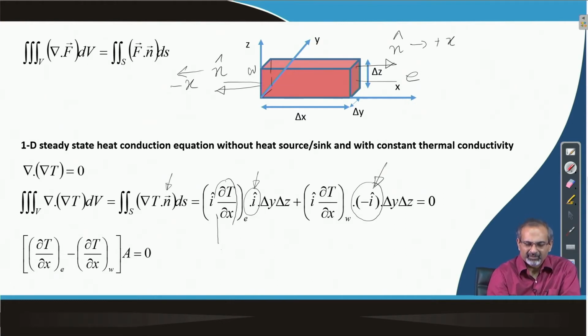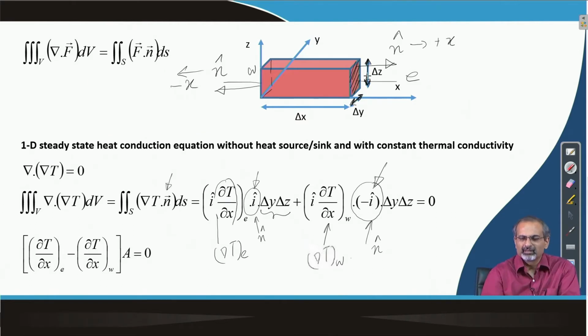So, you have grad T contributed from the east phase here, you have grad T contributed from the west phase here. This is the n for the east phase, this is the n for the west phase, and the remaining terms are nothing but dS, that means this area in a scalar sense, as I said earlier. So, you have delta y along this direction, delta z along this direction, and therefore, the product of that will give you the area.